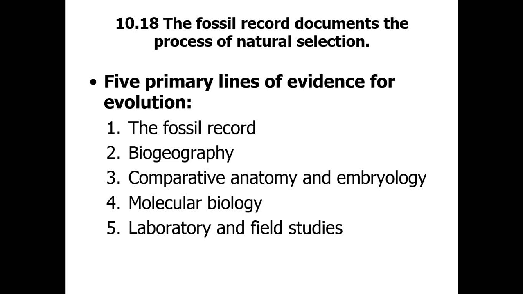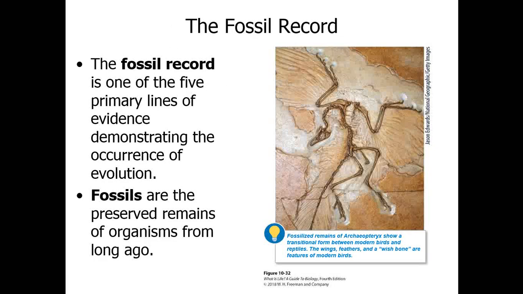So that's your biogeography. Comparative anatomy and embryology, so how these animals are formed. Molecular biology, so what does the DNA look like? What does the amino acid structure on proteins look like? How similar are we? And then also laboratory and field studies. Like I said, you can watch evolution happen in a petri dish, and that's what we're doing here with the laboratory and field studies. So for the fossil record, this is our Archaeopteryx. You guys remember this guy.